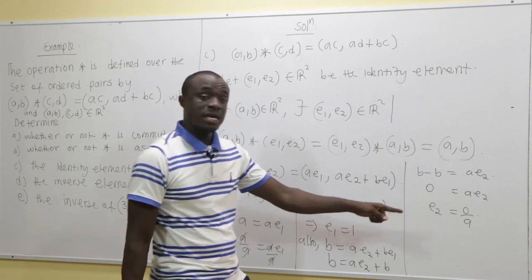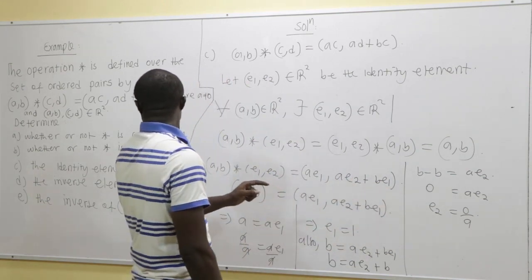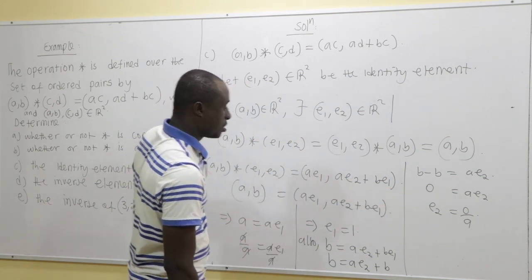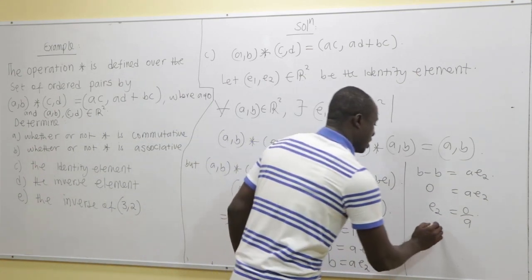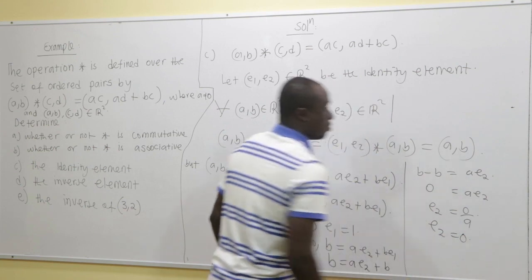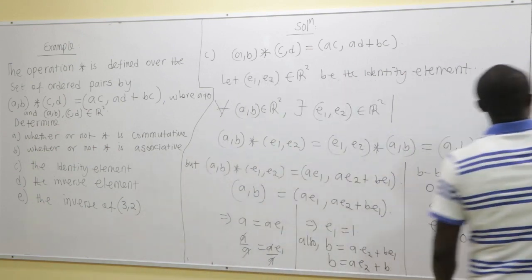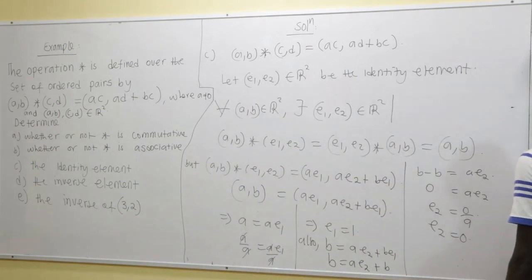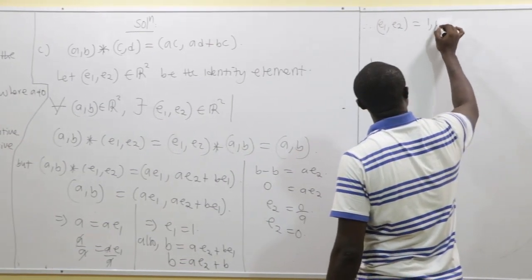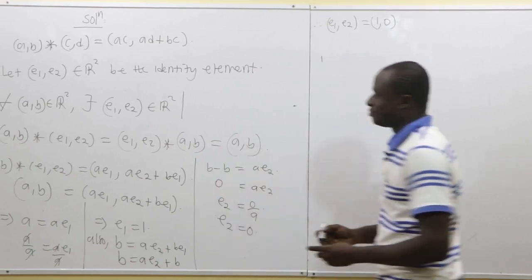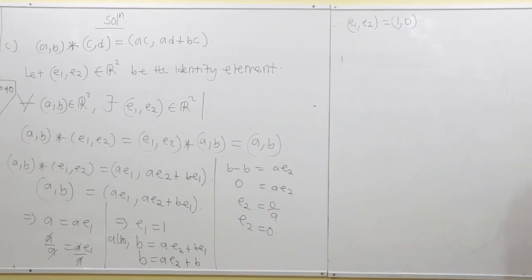Now we have been told from the question that A is not equal to 0. And because it's not equal to 0, this is defined. Hence, our E2 is just equal to 0. Therefore, our identity element, that is E1, E2, is just (1, 0). Wow, that is very, very easy.